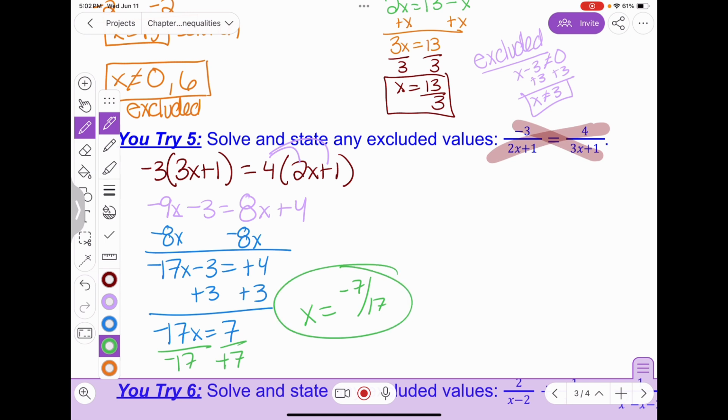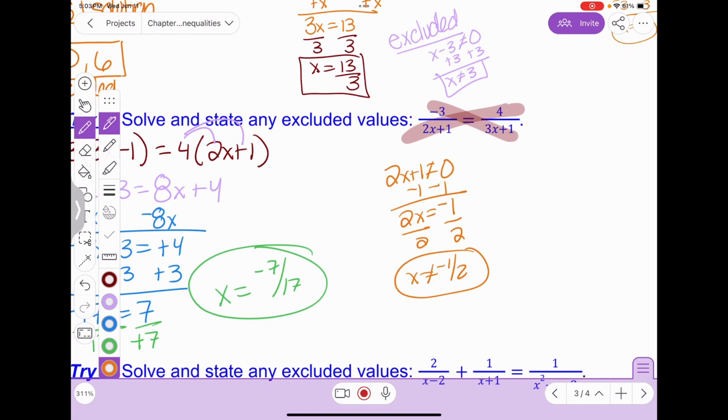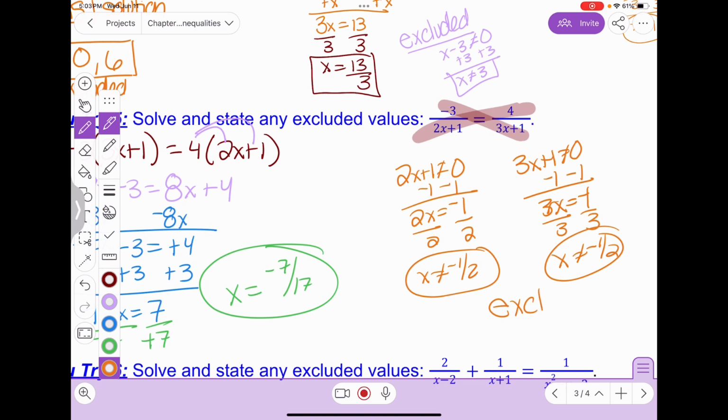What are the excluded values? So 2x plus 1 cannot equal 0. So we subtract 1. So 2x cannot equal negative 1. Divide by 2. X cannot equal negative 1/2. There's one excluded value. The other one, 3x plus 1 cannot equal 0. So we would subtract 1. 3x cannot equal negative 1. Divide by 3. X cannot equal negative 1/3. So those are the excluded values.